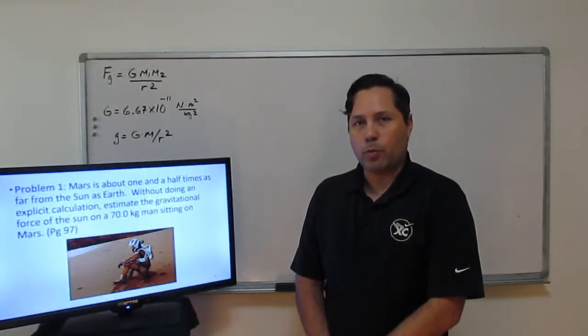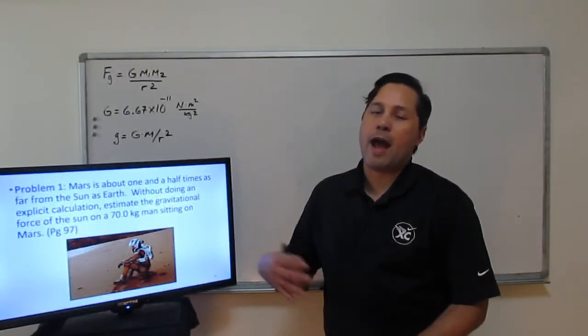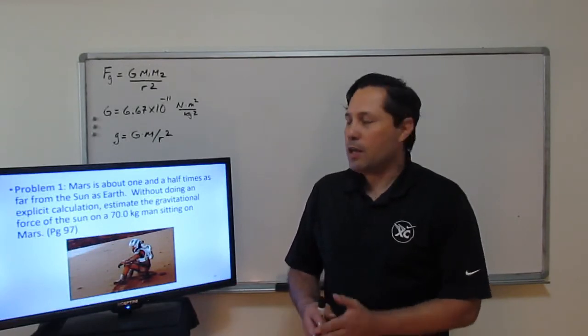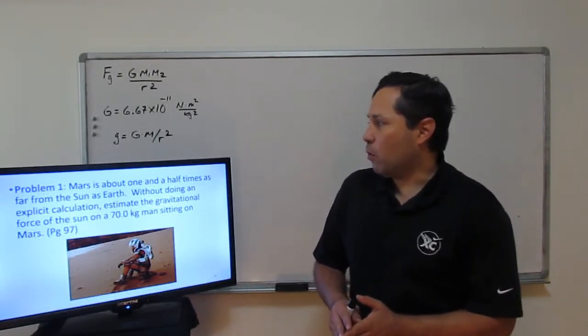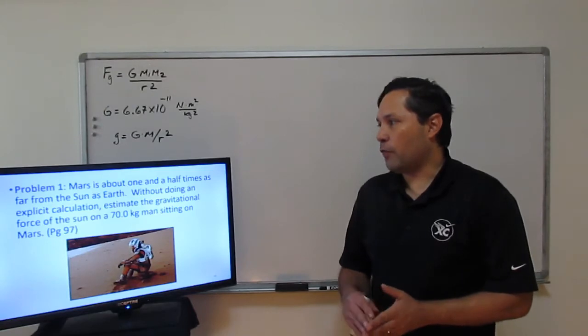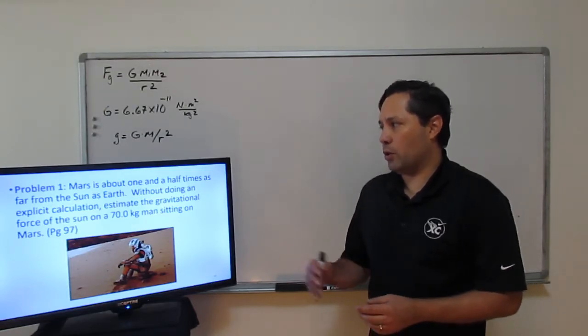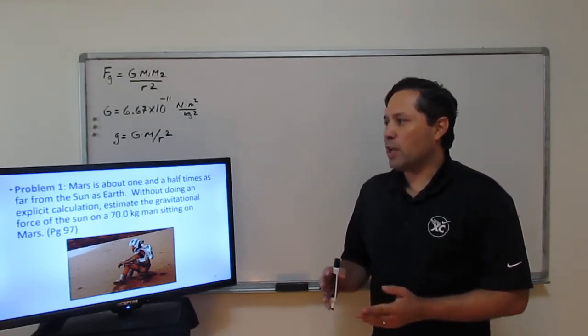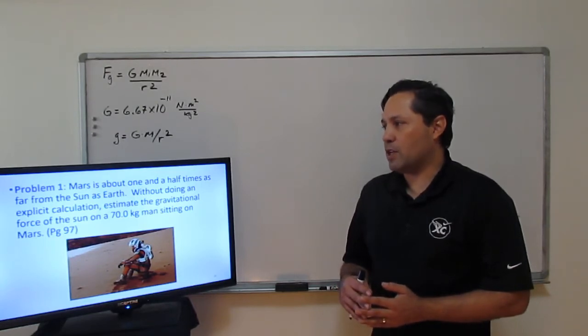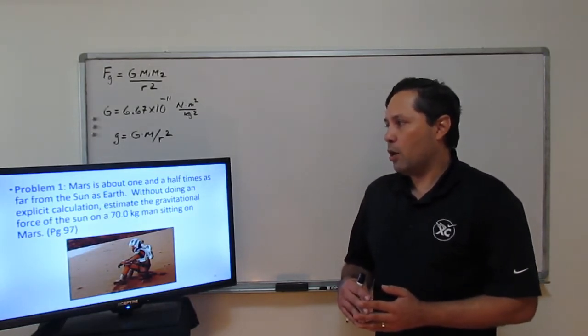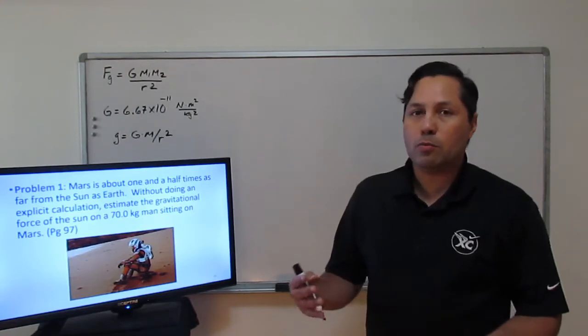Up next is problem number 1, and in problem number 1 they go ahead and add on to the previous example. In this one they ask you, Mars is about 1.5 times as far from the sun as it is to the earth. So without doing any explicit calculations, calculate the gravitational force of the sun on a 70 kilogram man sitting on Mars.